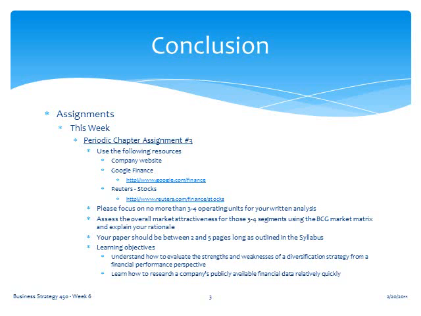And the learning objectives for this exercise are first to understand how to evaluate the strengths and weaknesses of a diversification strategy from a financial performance perspective. So you're going to look at a group of companies in a larger diversified company and determine whether the strategy makes sense on a company-by-company basis. And you're also going to learn, hopefully, how to research a company's publicly available financial data relatively quickly. I don't want you to spend a ton of time. Again, you only have to show 3 to 4 operating units. You just need to be able to find the units and then be able to find the financial information on the relative performance of those units.